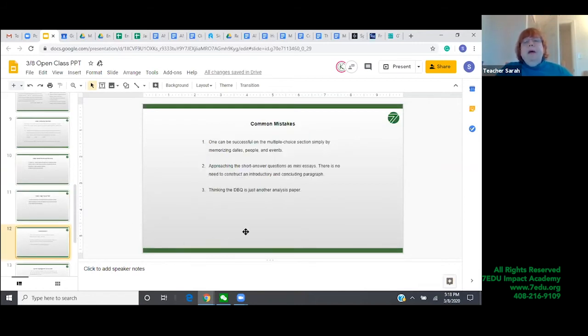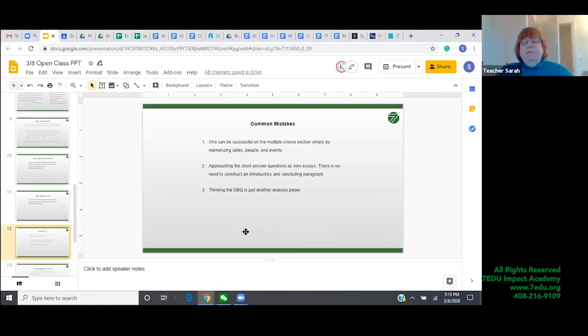Okay, some of the common mistakes. A lot of people may think that the multiple choice section is simply memorizing dates, people, events, kind of like a multiple choice you might get in a regular history class. That's not the case. As you saw in the example, they'll give you a graph, or a prompt, an excerpt from a modern day historian or a historical document. So you have to know, like with Bacon, who Bacon was. You have to know what was going on at the time period in order to answer the question correctly.